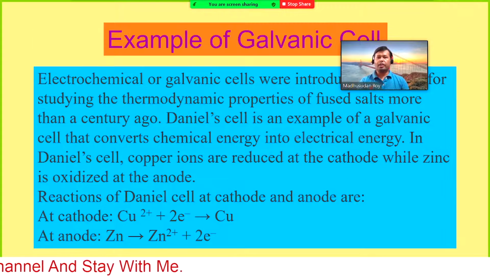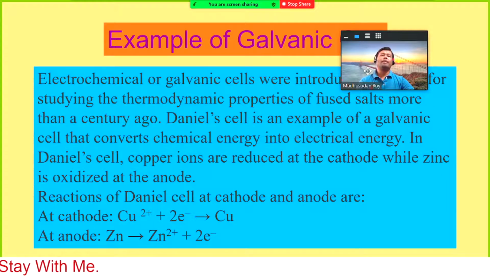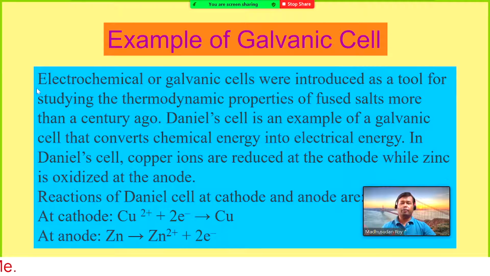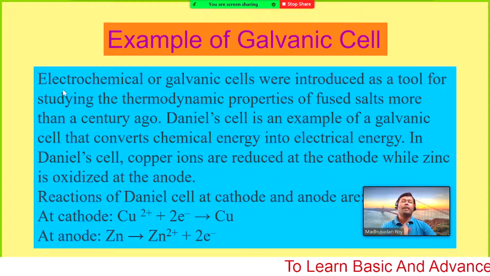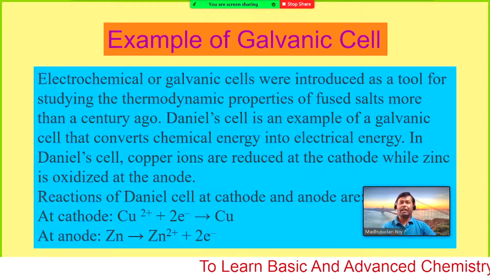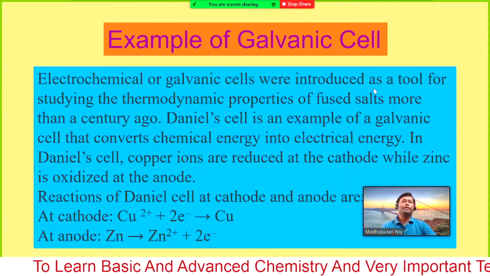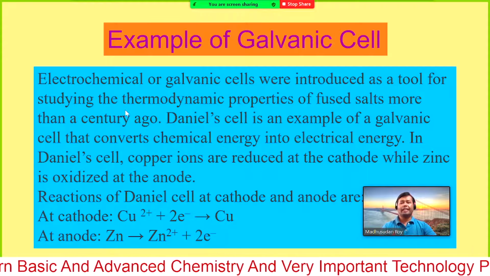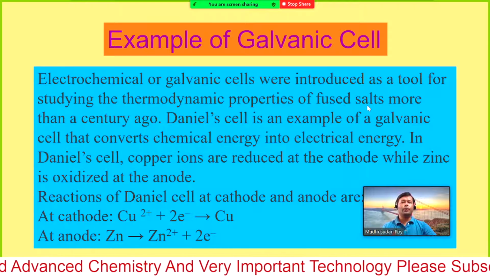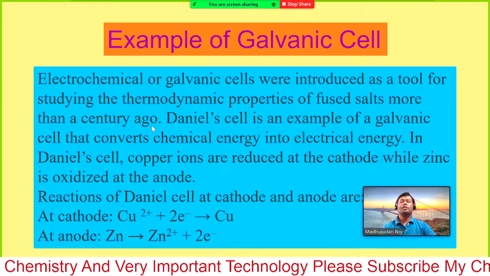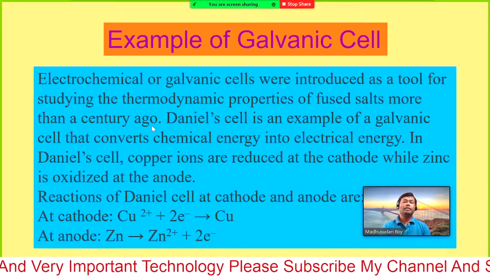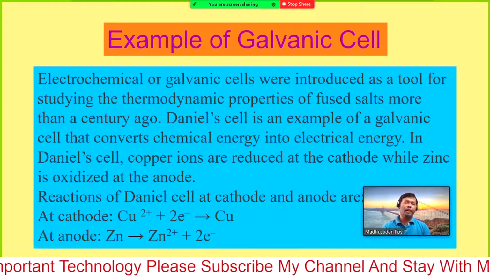There is nothing more to tell. So just an example of a galvanic cell, and that will be the end of today's lecture. We have seen several examples already. Electrochemical or galvanic cells were introduced as a tool for studying the thermodynamic properties of fused salts more than a century ago. That means, this is 2021, more than a century ago.